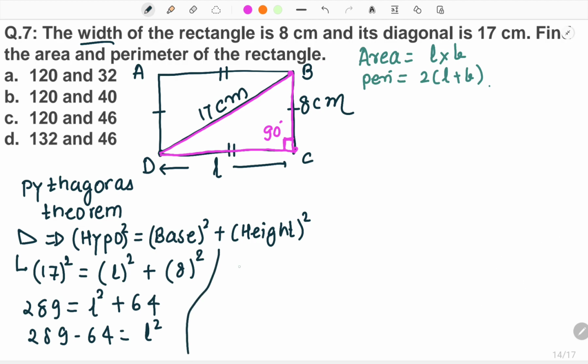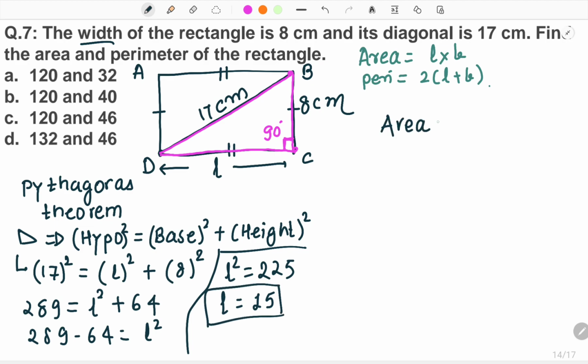So the value of L will be equal to how much? The value of L square will be equal to 289 minus 64, it means it is 225. Taking square root on both the sides, this will give me the value of L is equal to 15. Why? Because 15 square is 225. So I got the value of length now. Now I can find the area, and now I can find the perimeter.